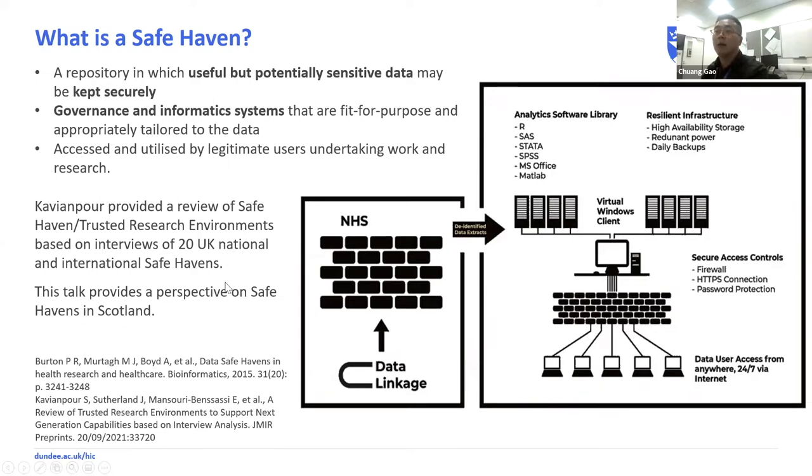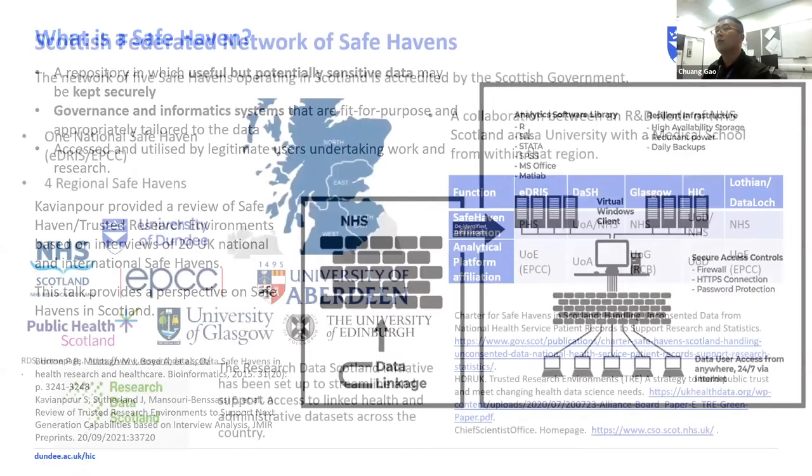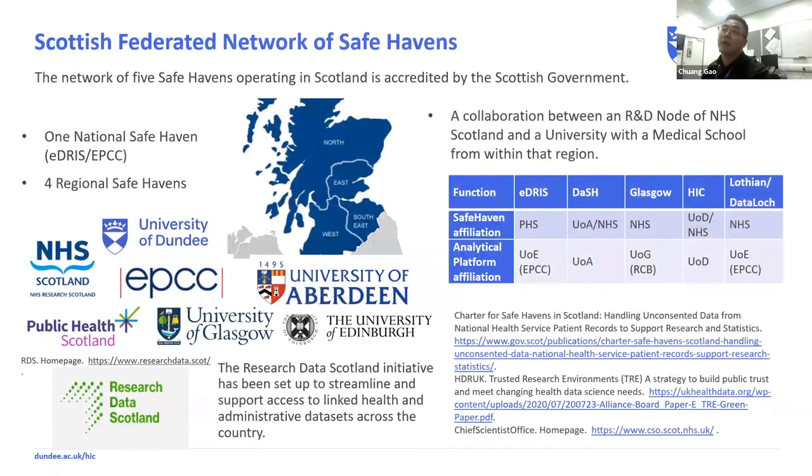For this talk, our perspective is going to mainly focus on safe havens in Scotland, all the Scottish safe havens and all the terms and concepts. So, the Scottish Federated Network of Safe Havens. In Scotland, we have a network of five safe havens, which is supported by the Scottish government. We have one national safe haven, which is called Aegis. And we have four regional safe havens, basically covering each of those regions.